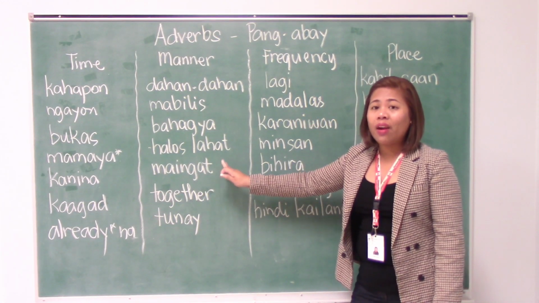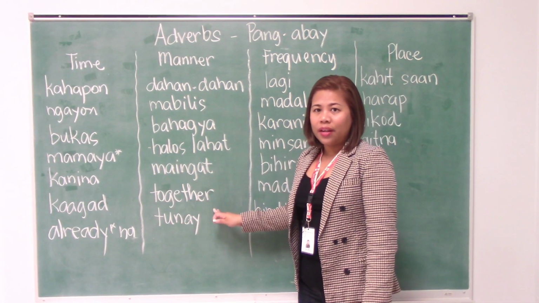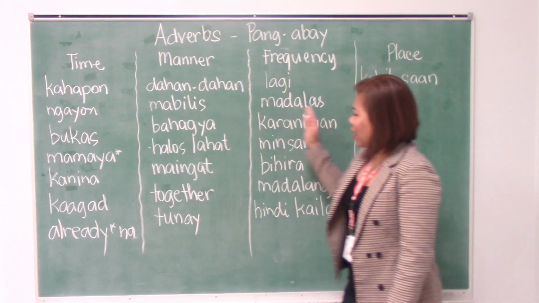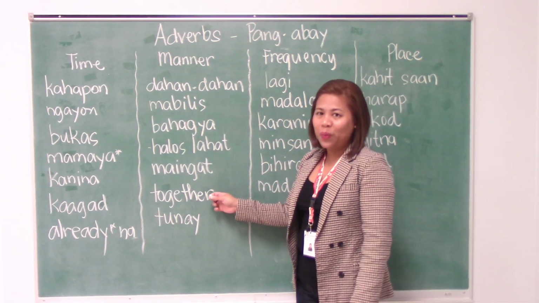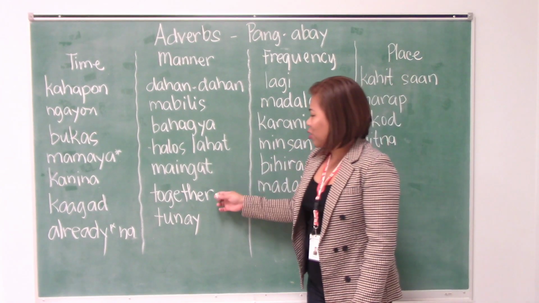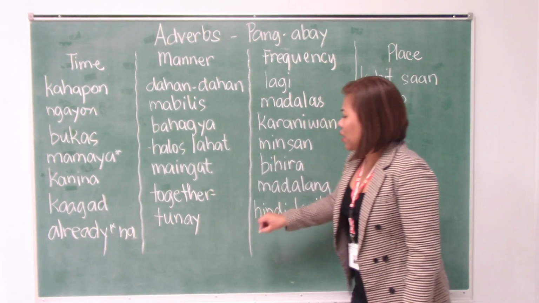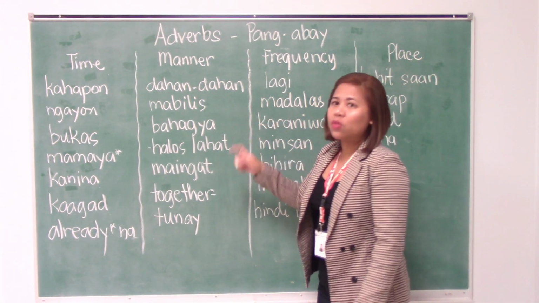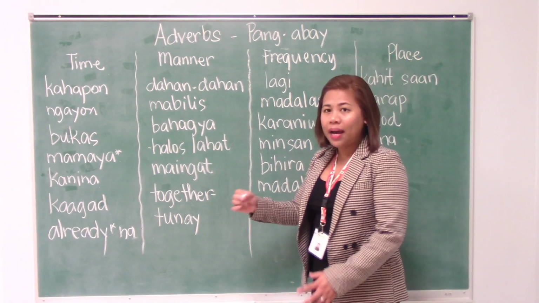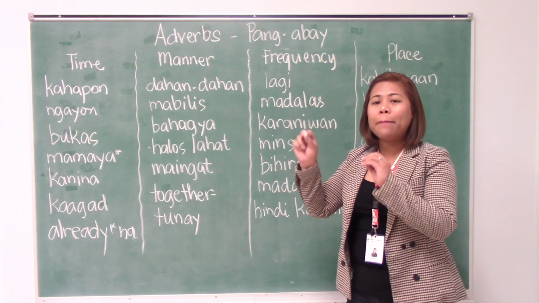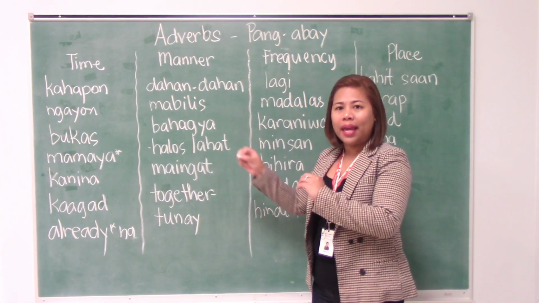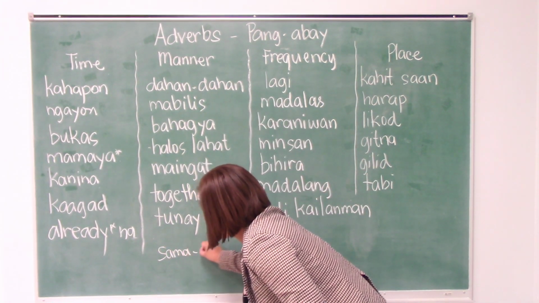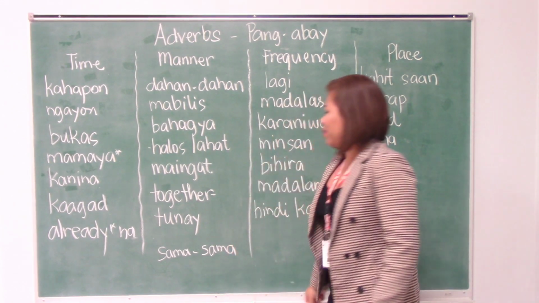Maingat is carefully. Together in Filipino is sama-sama. Oh my God, I really get confused now. So sometimes I put the English word, maybe because I'm thinking of the translation, but together in Filipino is sama-sama, and like this, we put a dash or a hyphen because we are repeating the word. So sama-sama, can you spell that? S-A-M-A dash S-A-M-A. So sama-sama. I'm still gonna write that down. Sama. There you go. Together.